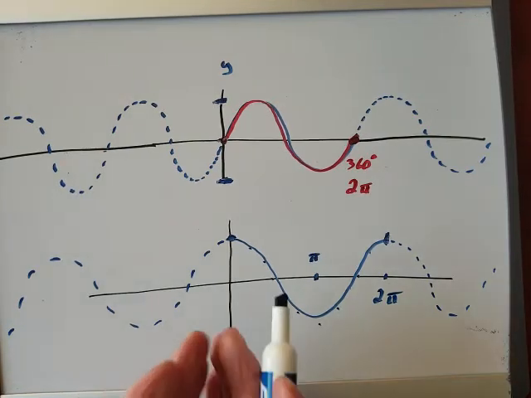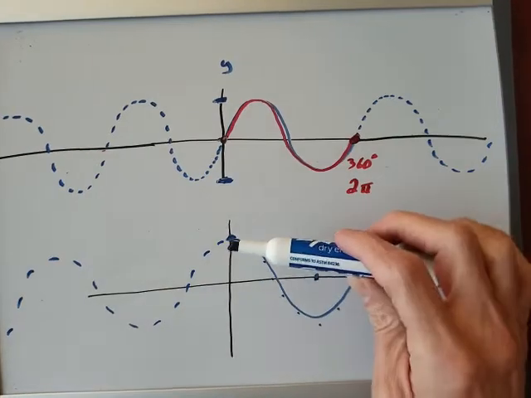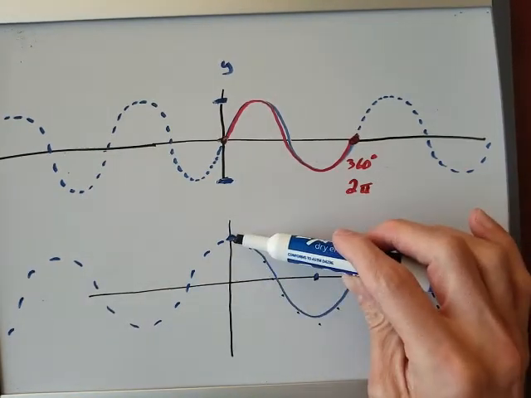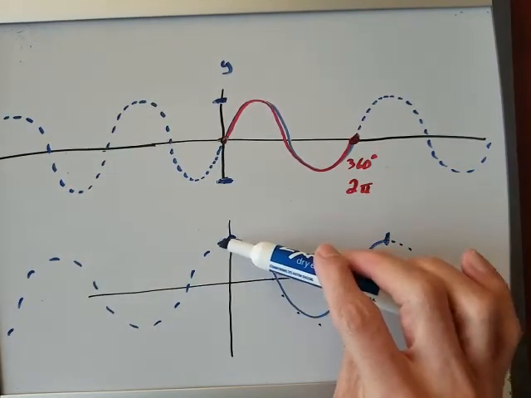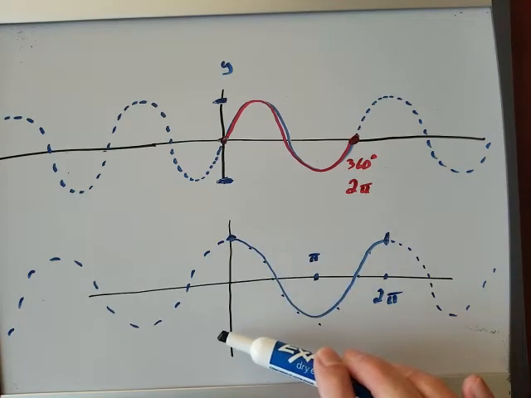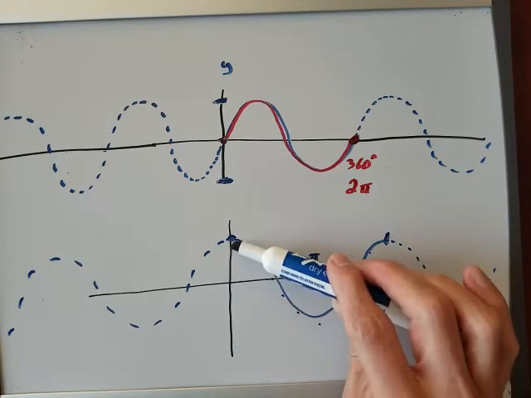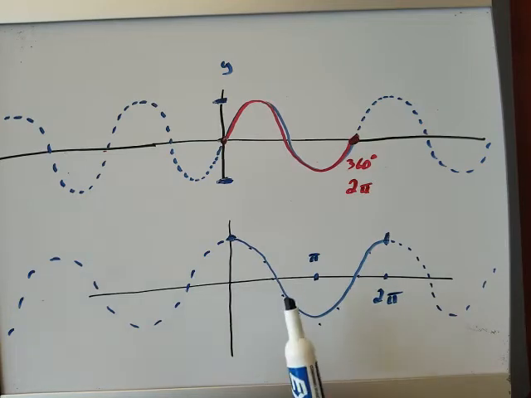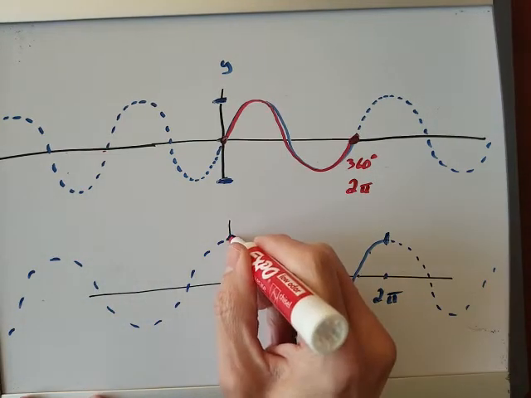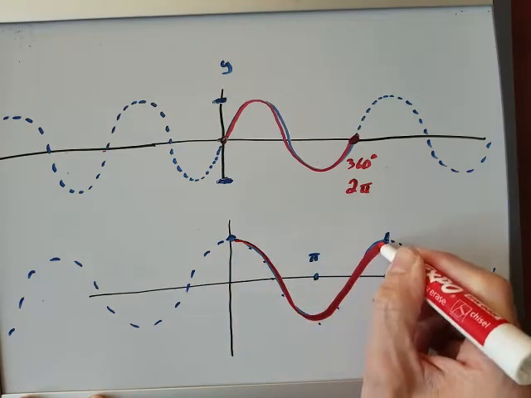The domain is still all real numbers. The range is still from negative 1 to positive 1. The max value is a 1. The min value is a negative 1. The amplitude from the middle, how much up and down does it go, is still a 1. How much does it take for one complete cycle? That is 360 degrees, or 2 pi.